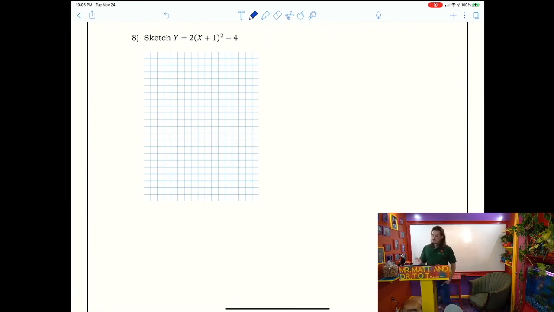So looking at the equation, we can tell that the x-coordinate of the vertex is opposite common sense, so it's going to be negative 1. It's that h value. So if it's positive 1 there in the equation, it's going to be negative 1 in the actual graph. The y-coordinate goes with common sense with the k value, so if it's negative 4, it's going to also be negative 4 in the graph. So I can go ahead and plot out that point. So I'm going to be at negative 1, negative 4.